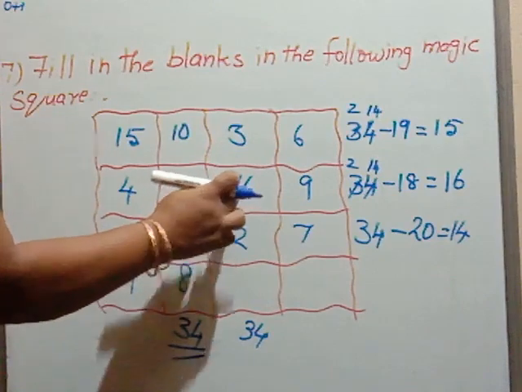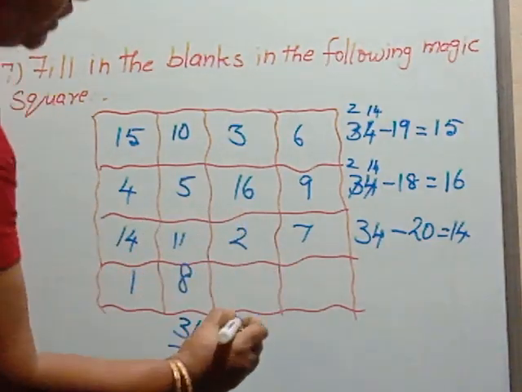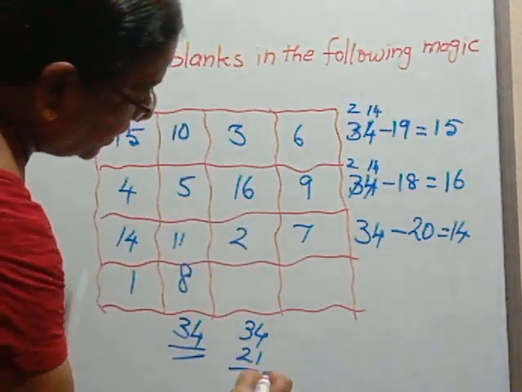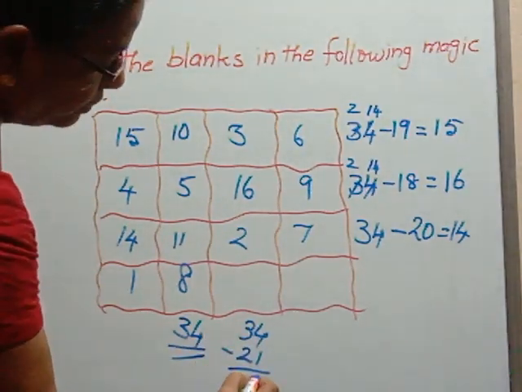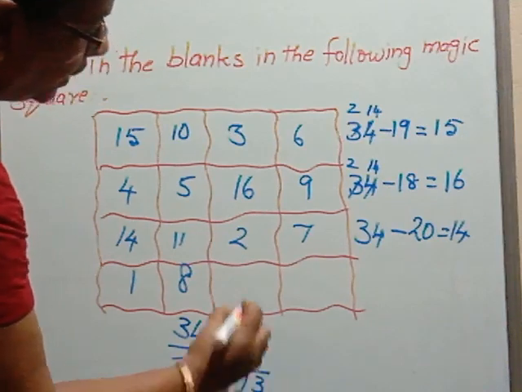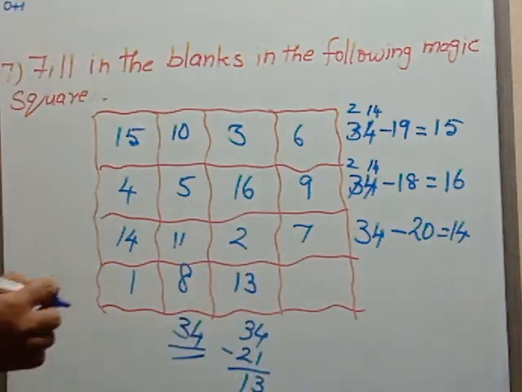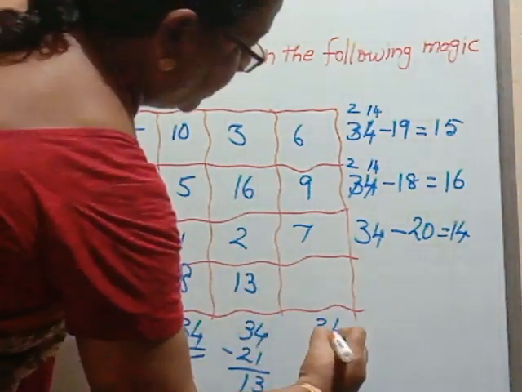3 plus 16, 19. 19 plus 2, 21. So, you subtract 21 from 34. 4 minus 1, 3. 3 minus 2, 1. So, what will you get? 13. Here, 34 you put.